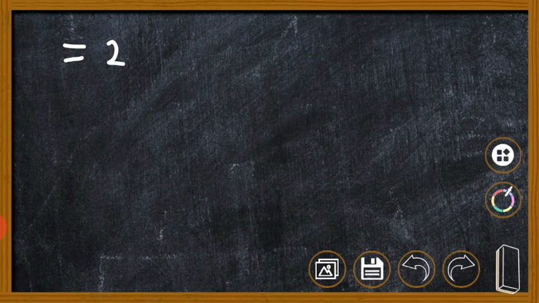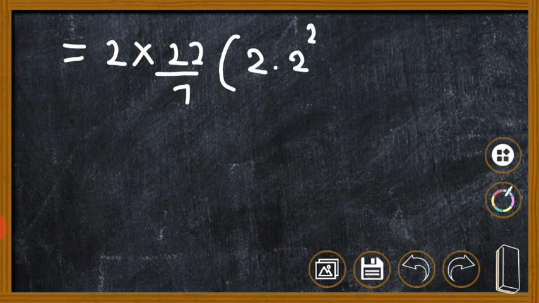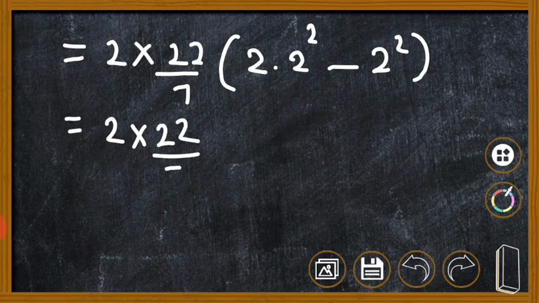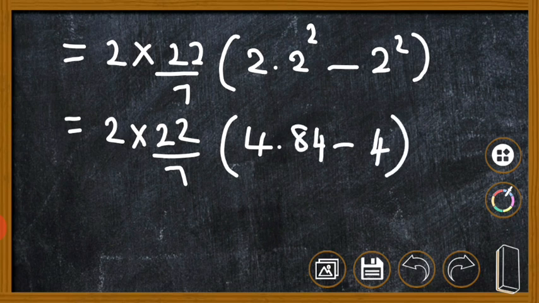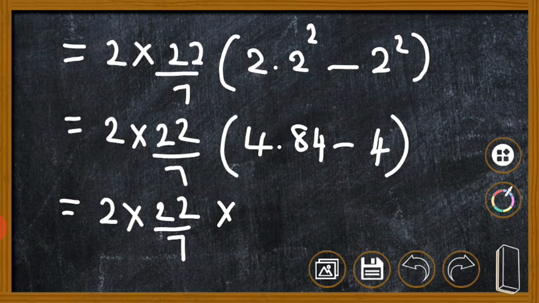What is that? 2 into pi. What is the value of pi? 22 by 7 into r1 square, meaning 2.2 all square, minus r2, meaning the inner radius, it is 2 square. So you will get 2 into 22 by 7 into 2.2 square, which is 4.84, minus 2 square, it is 4. Next step, what is that? 2 into 22 by 7 into 4.84 minus 4, you will get 0.84.